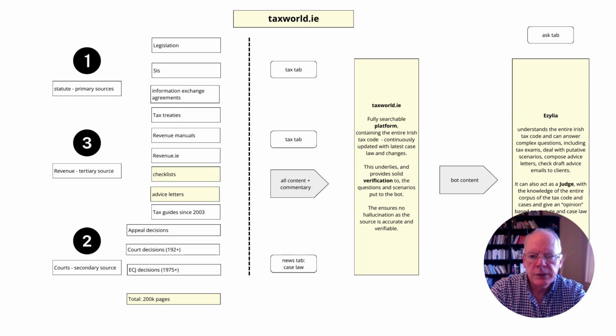So what does that mean? Essentially the entire taxworld.ie, which contains over 200,000 pages of information, contains all of the tax law, all of the commentary, all of the Revenue manuals and materials, checklists, advice letters, TaxWorld publications, all available in a very convenient format on our platform, on our website, taxworld.ie.